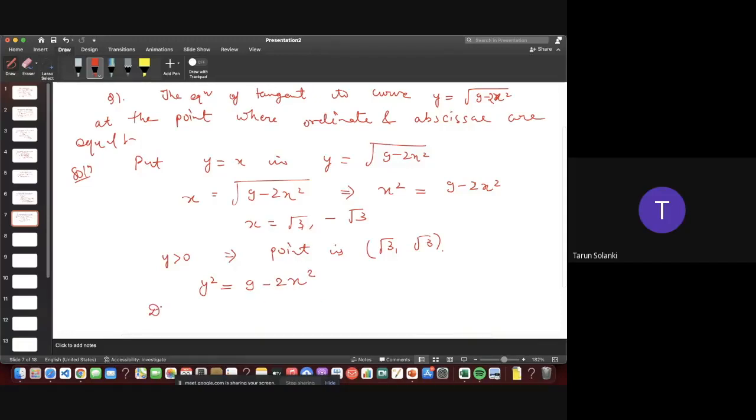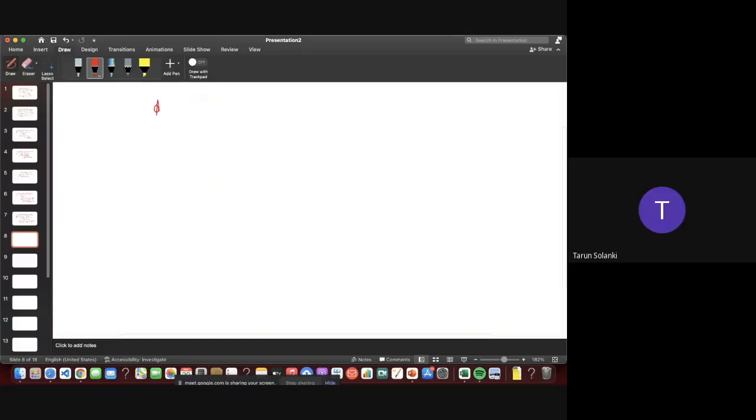So now we have y square equals 9 minus 2x square. So we will differentiate with respect to x. So it will be 2y dy by dx equals minus 4x. So finally it becomes dy by dx equals minus 2x by y. So later solving, dy by dx at under root 3 comma root 3 becomes minus 2 root 3 by root 3, which equals minus 2.